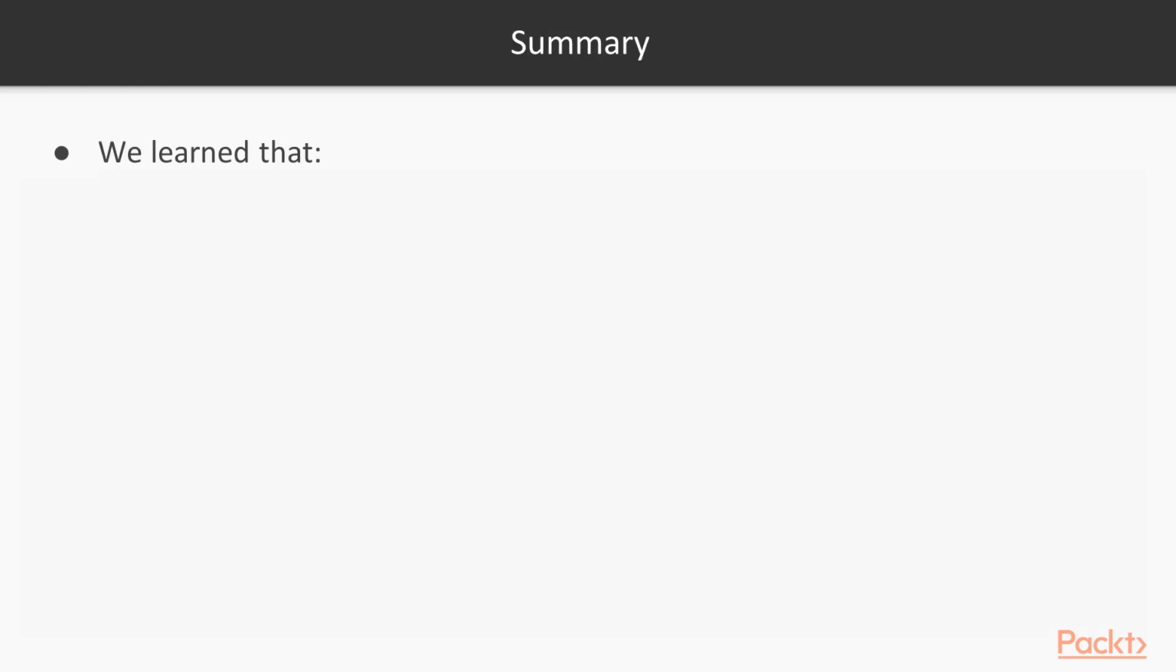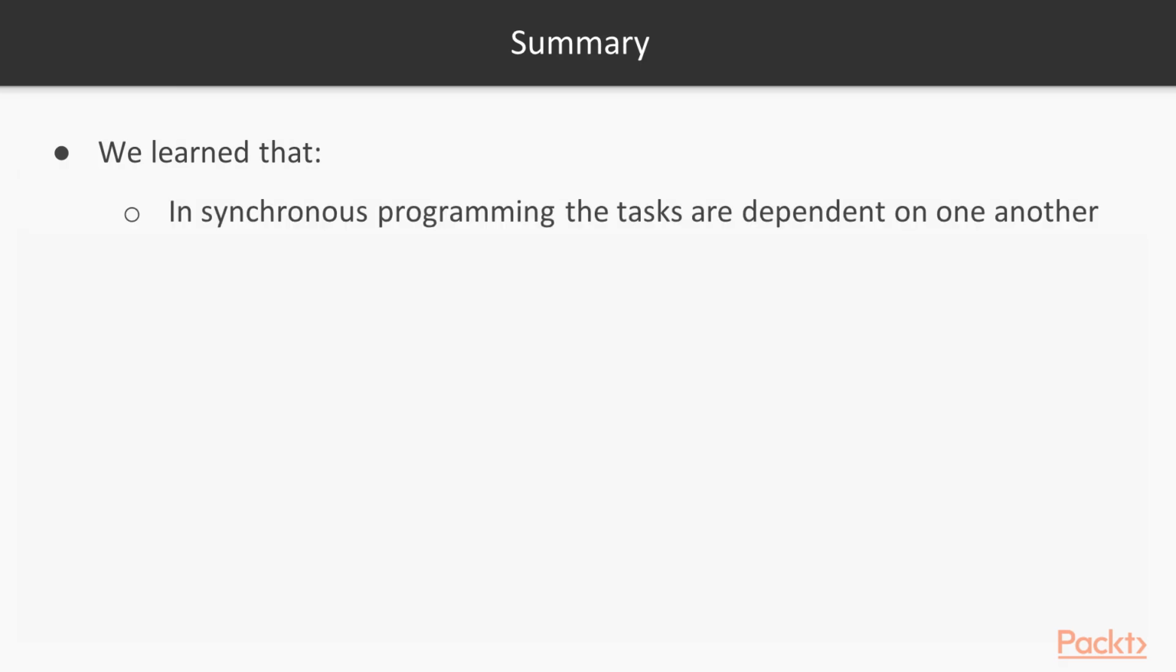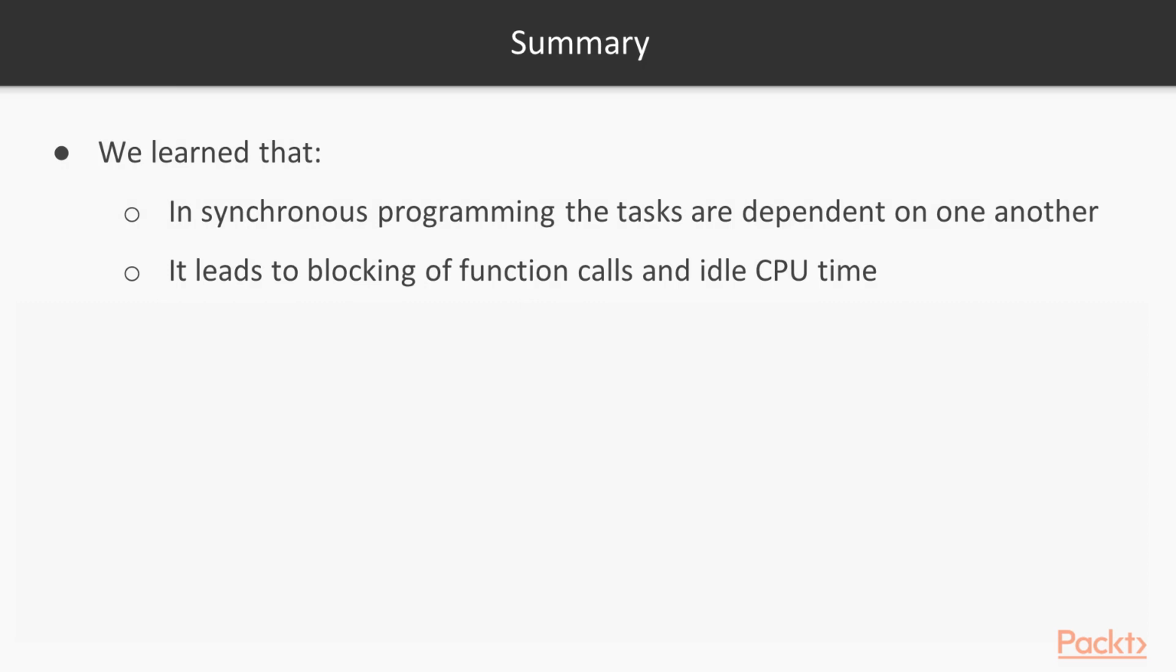A quick recap of what we have learned. In synchronous programming, the tasks are dependent on one another. It leads to blocking of function calls and idle CPU time. Only one task executes at a time. That's it for this lecture.